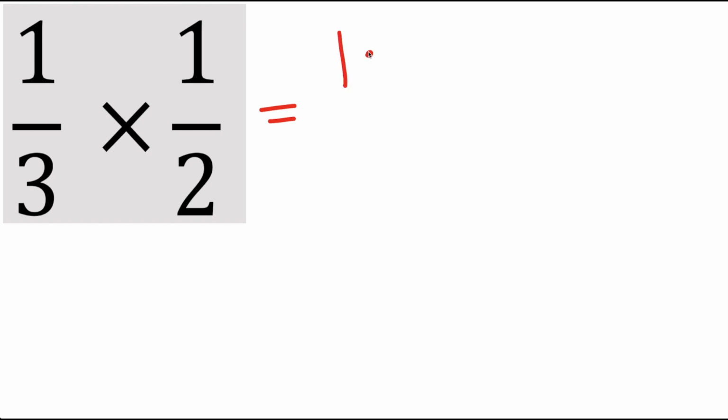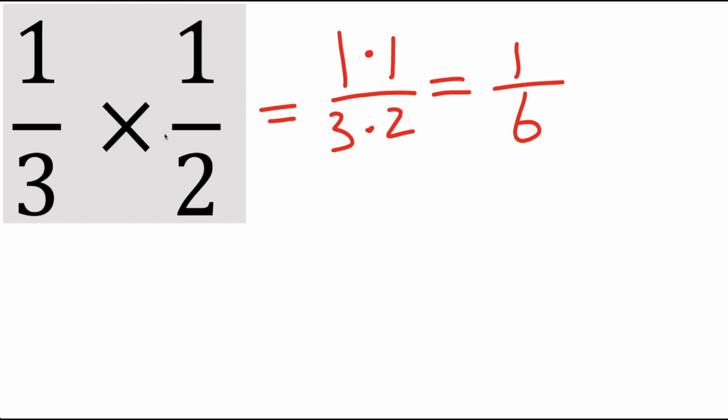So we'll have 1 times 1 divided by 3 times 2. This multiplication symbol and the dot, they're equivalent. They just mean multiply. And we know 1 times 1 is 1. And we have 3 times 2, and 3 times 2 is 6. So 1/3 times a half would give you 1/6.